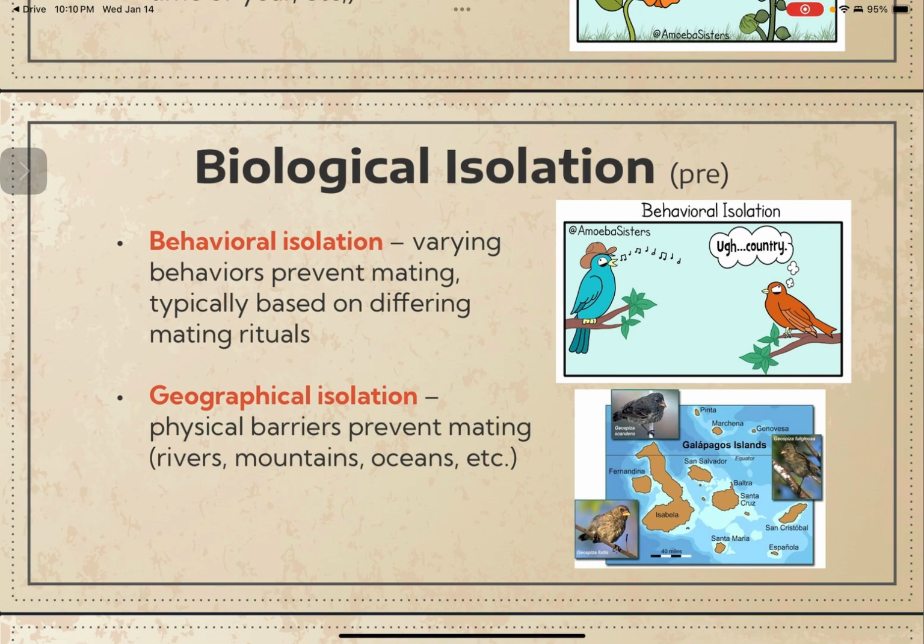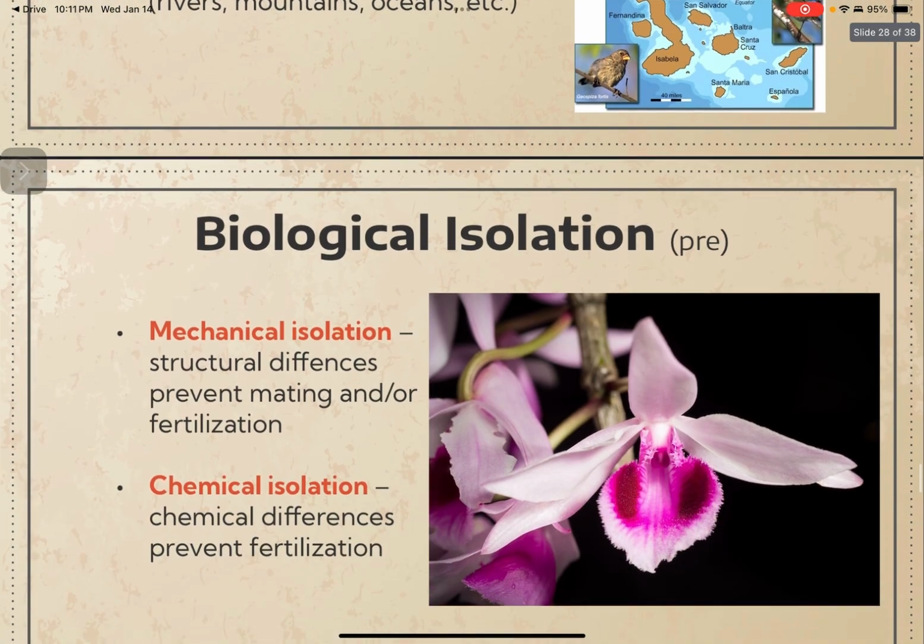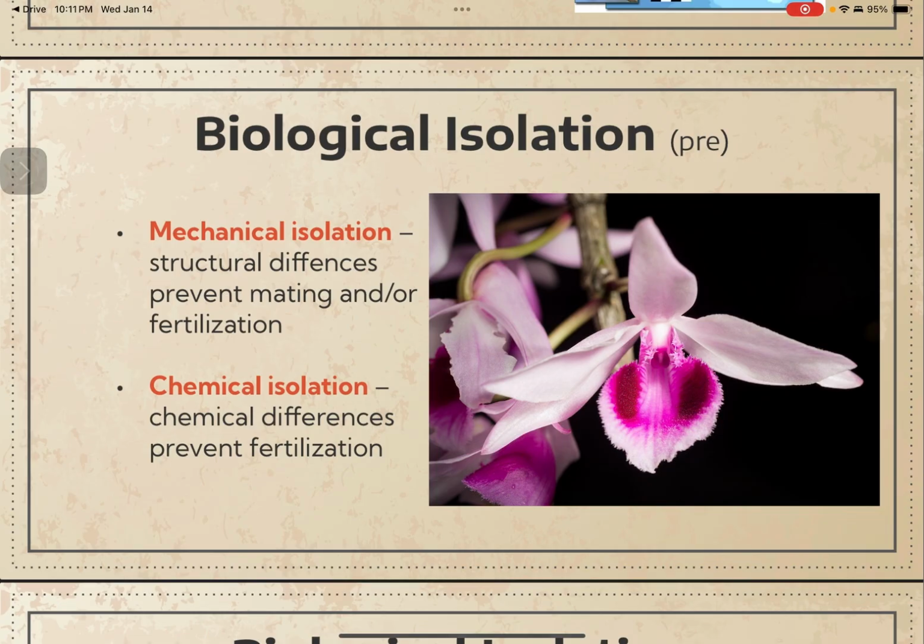We also have geographic isolation, which we saw with our finches in the Galapagos. It's where physical barriers prevent mating. So rivers, mountains, oceans, or you live on one island. You could fly to the other island, but if an animal was solely isolated on the island and they couldn't swim, they're not going to be mating with another organism from, say, the neighboring island because they can't get to it. Our mechanical isolation is where there are structural differences that physically prevent mating or fertilization. So think flowers and our pollinators. If there's a pollinator that doesn't have the structural beak or ability to get the pollen out of the flower, it's not going to help that flower reproduce because it physically doesn't have the structure to do that.